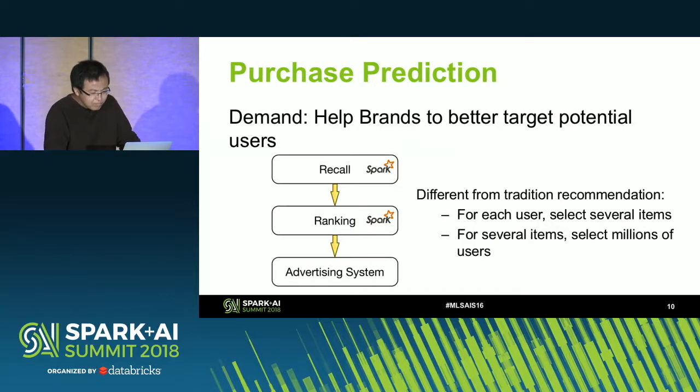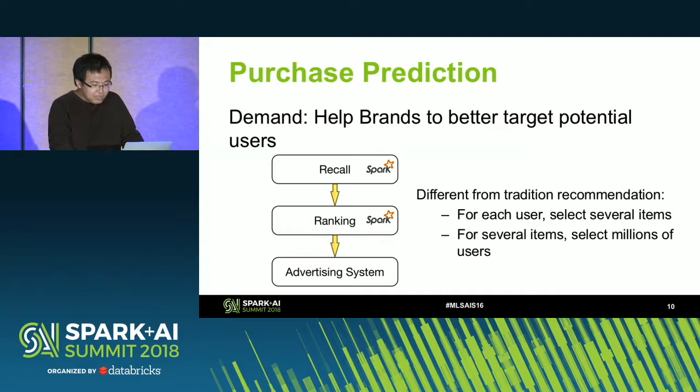ticket. The last theory is about helping brands to better target potential purchases. We mine millions of users and upload them to our advertising system. Then brands can directly target them. In the data flow, we first built a recall model, which is composed of rules and machine learning models like ALS. We then apply a ranking model.